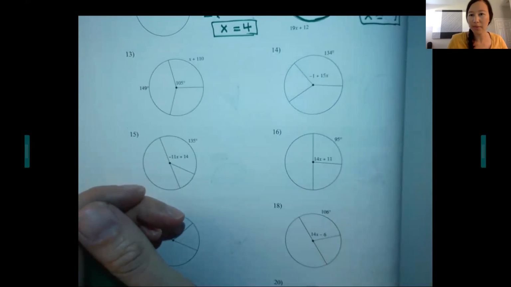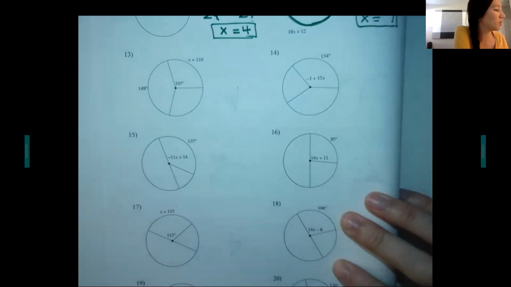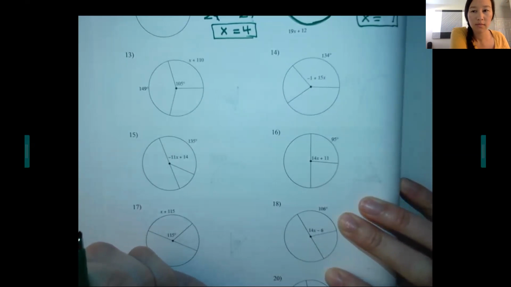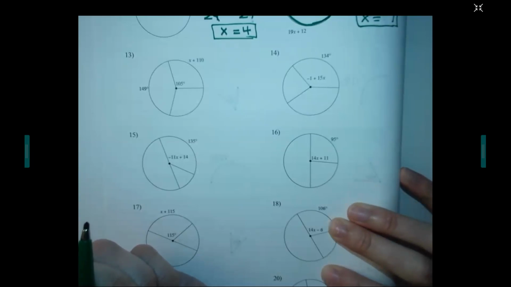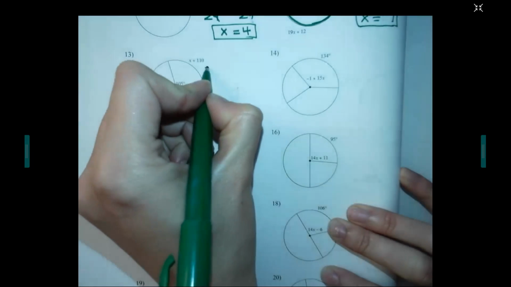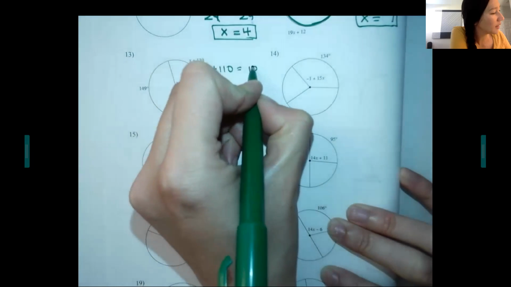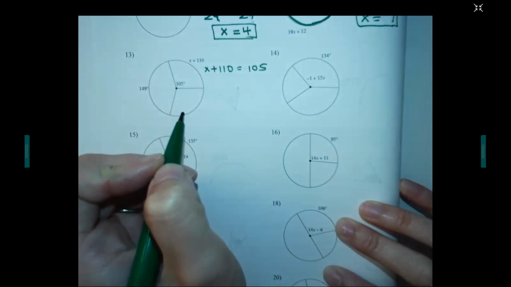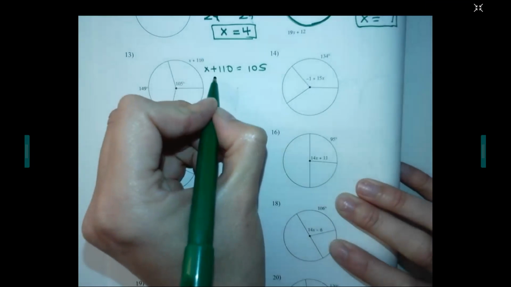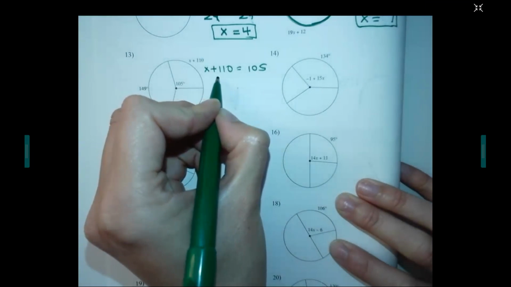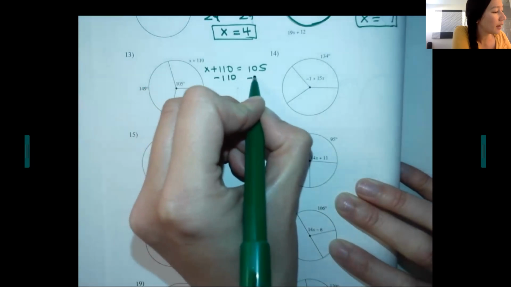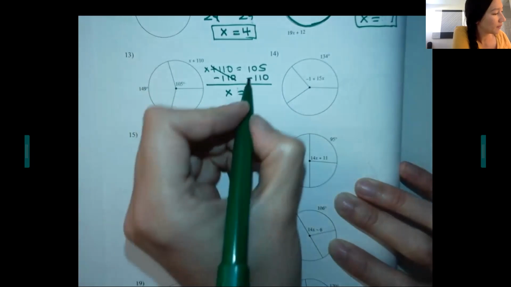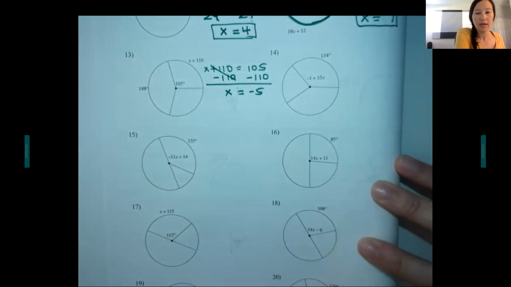All right, looks like we're ready then. Okay, Rick, can you go ahead and walk me through how you did number 13? What's the equation you set up? For the first one, I did x plus 110 equals 105. Excellent. And then for the next step, I canceled out by subtracting 110 from 105. Okay, so you subtracted 110 from both sides, right? Yes. Okay, perfect. And that got me x equals -5. Excellent. Very good.